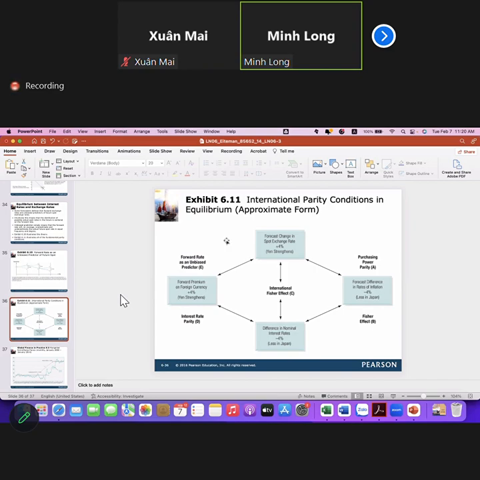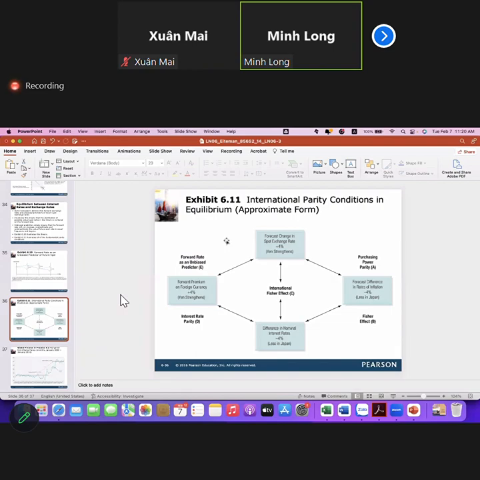Then we have the difference in nominal interest rate. But I have heard you say that with the difference in nominal interest rate and the international Fisher effect, we can have the forecast change in spot exchange rate. Yes. It means we check again for the forecast before, or what?